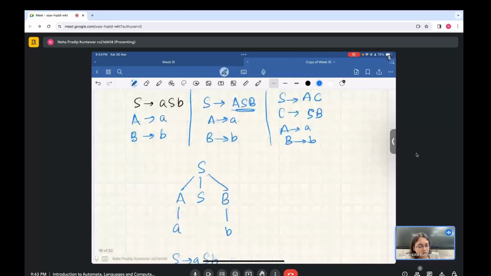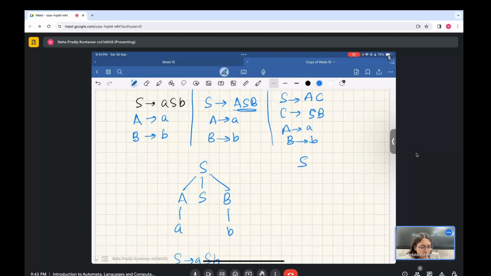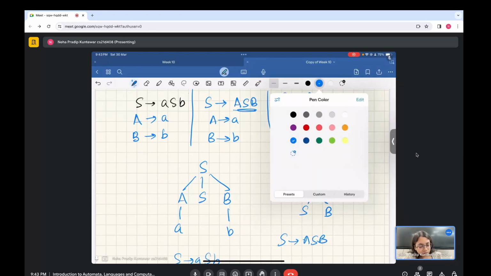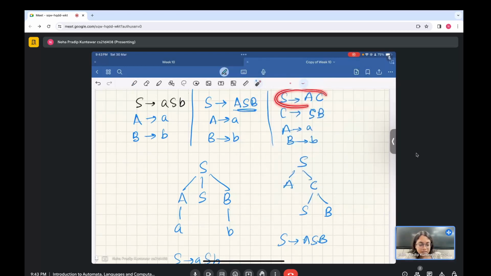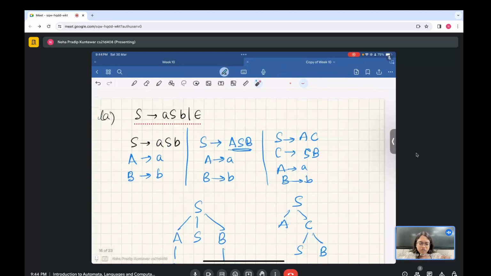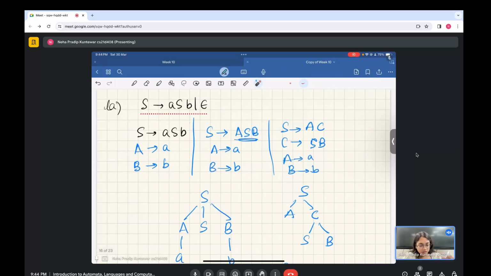So what does this mean? Instead of S directly giving ASB, we have S gives AC, and C gives SB. This is the same as saying that S gives ASB. This is exactly what we anyway had. So this is an equivalent way of writing the same, but the advantage is that now S is a product of two non-terminals, C is a product of two non-terminals, and therefore they are in the Chomsky normal form, and these are just giving one terminal. So now this is the grammar that is in the CNF form, and it identifies the same language.